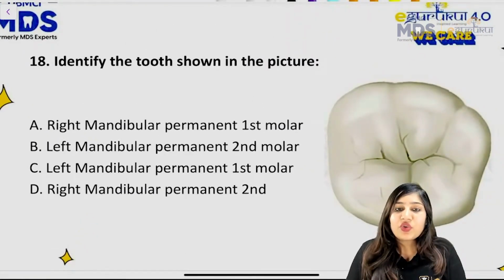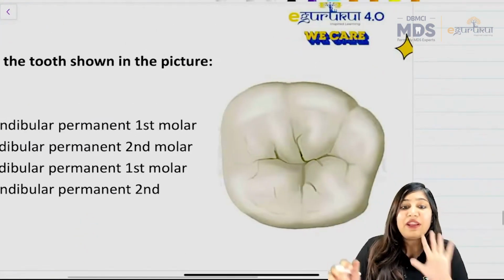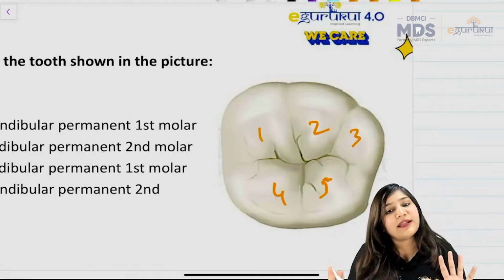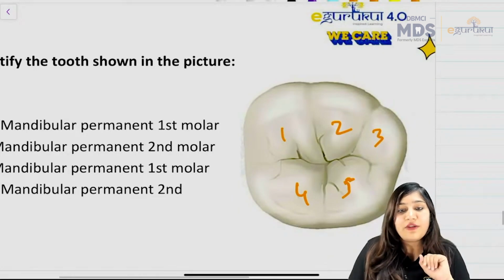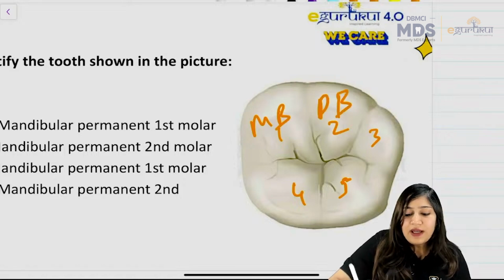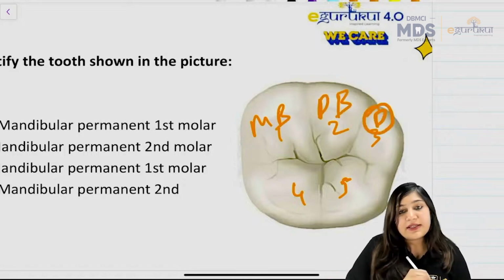Identify the tooth shown in the image. Here we are having 5 cusps, right? 1, 2, 3, 4 and 5. So 5 cusps are basically present in the mandibular first molar. So it is the mandibular first molar. This will be mesiobuccal. This will be distobuccal. This smaller cusp will be the distal cusp.